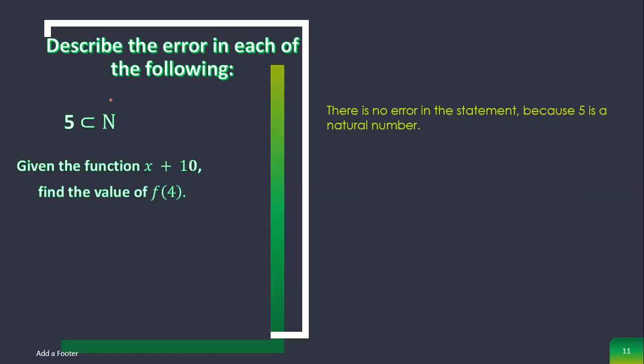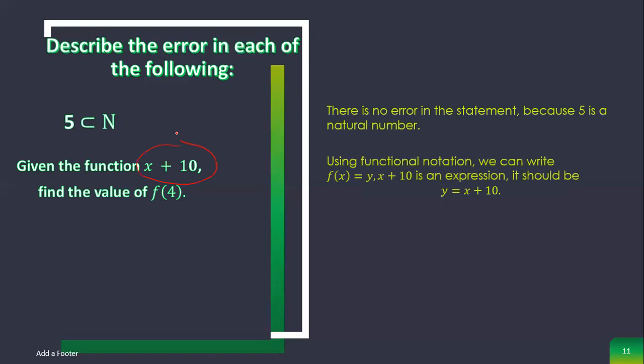The next one: given the function x plus 10, find the value of f of 4. Is there an error here? Yes, actually there is an error here because x plus 10 is not a function. It is an expression. We can say it's a function if it is in the form of f of x is equal to y. So x plus 10 there is an expression. It should be written in the form y is equal to x plus 10.